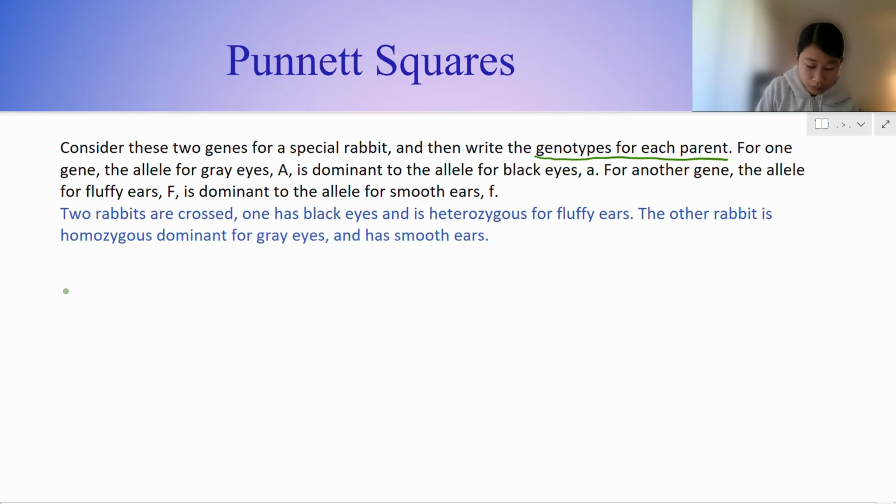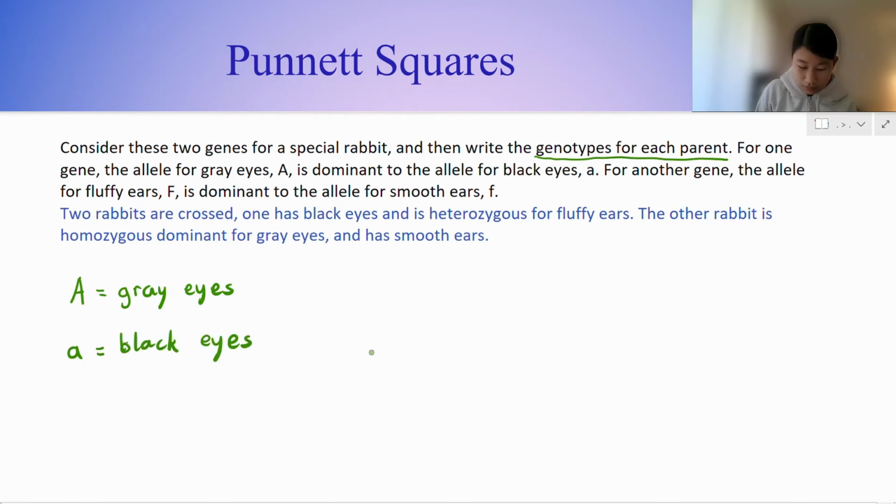We have gene number 1, which is going to code for eye color. For eye color, capital A is going to be gray eyes, and lowercase a is going to be black eyes. Then we have another gene for fluffy ears. So we have capital F for fluffy ears, and lowercase f for smooth ears.